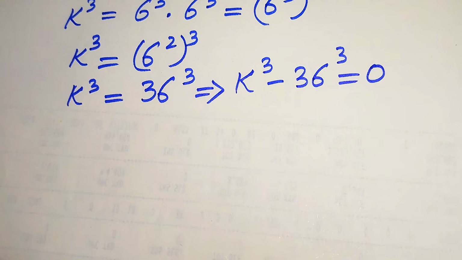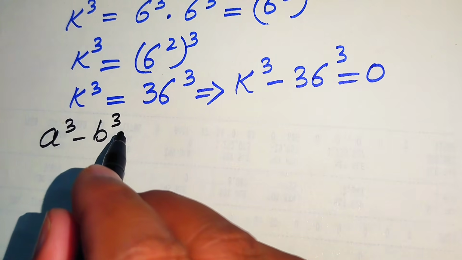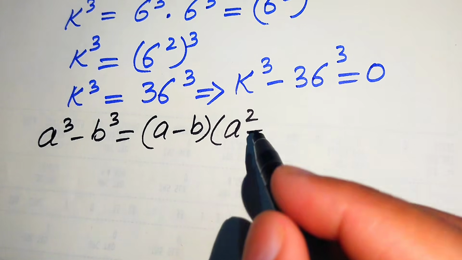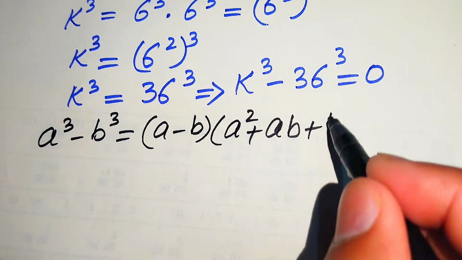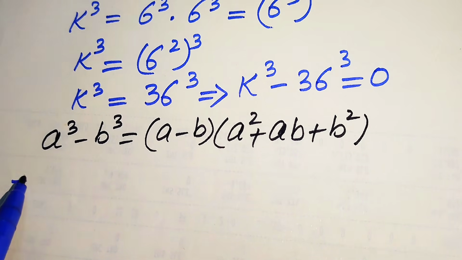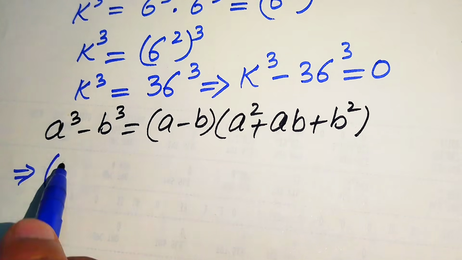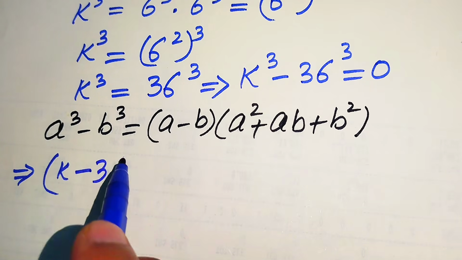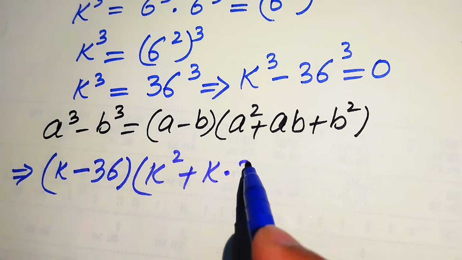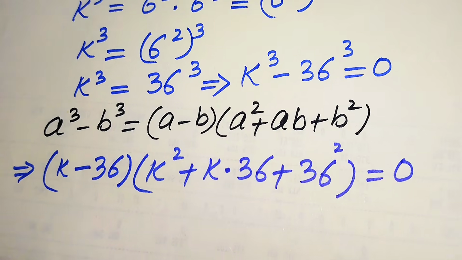Here we apply the nice cubic formula to solve this problem. We know that a cubed minus b cubed is equal to a minus b times a squared plus ab plus b squared. According to this formula, we expand our equation in this form. Our first factor is a minus b, where the value of a is k and the value of b is 36, into k squared plus k times 36 plus 36 squared, and this whole equation is equal to 0.